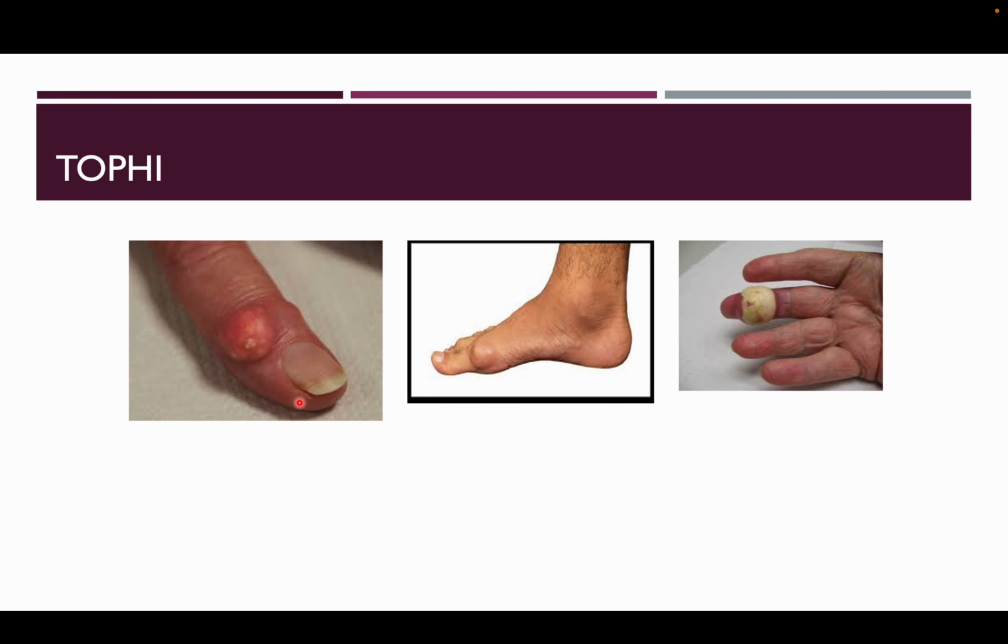So these are tophi. Tophi can be seen in many places. They can be seen in the distal interphalangeal joint, and they can be seen in the heart also. Sometimes the myocardium also can have tophi crystals. So they can be seen in the myocardium also.